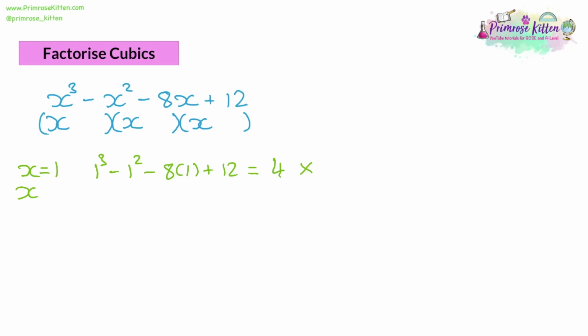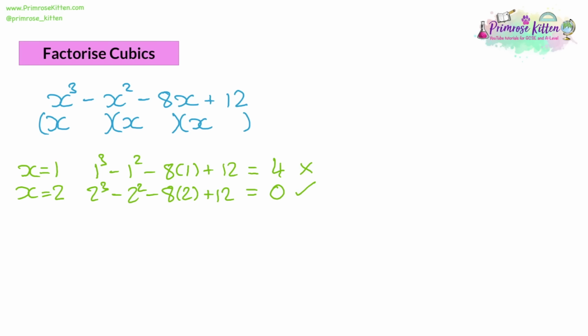So now we could try -1, or we could try positive 2. So that'll be for 2, 2 cubed, take away 2 squared, take away 8 lots of 2 plus 12. That will give us 8, take away 4, take away 16 plus 12. And altogether, that does give us 0. That means that 2 is going to be one of the answers.